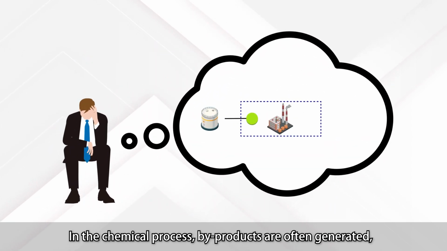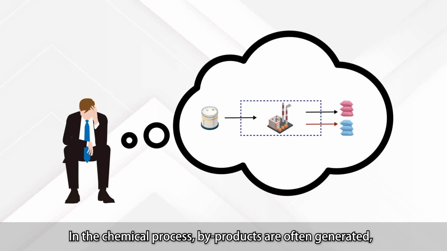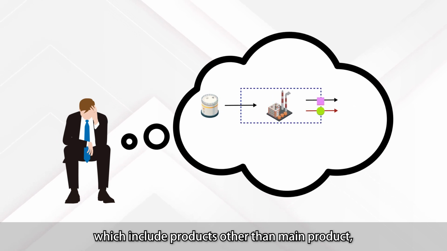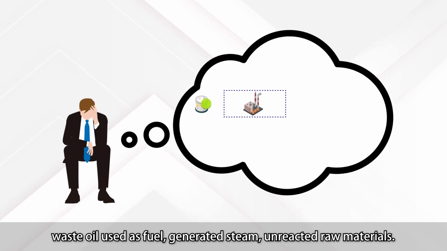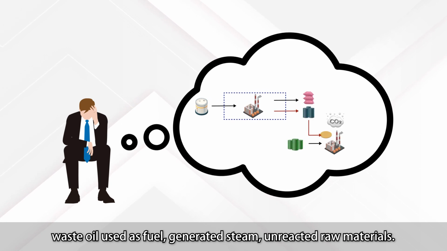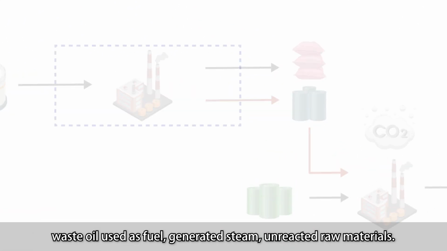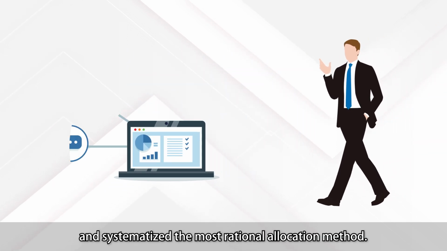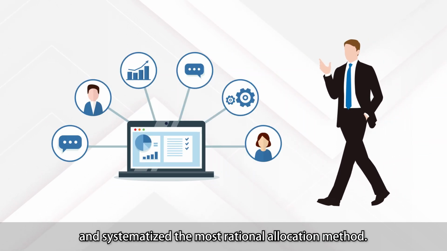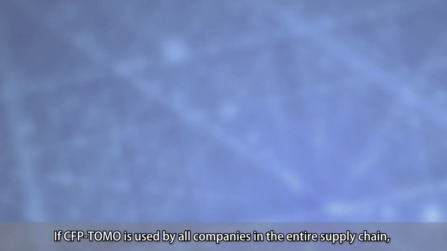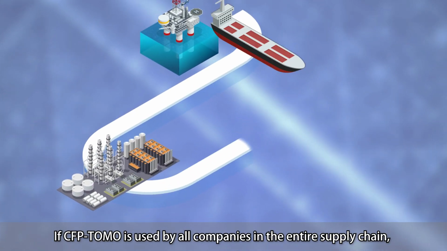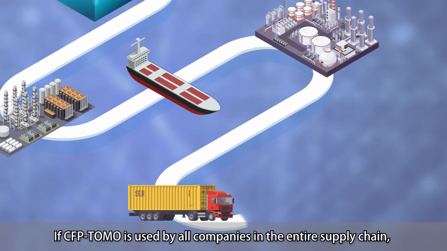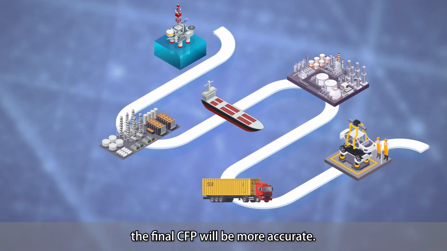In the chemical process, byproducts are often generated, which include products other than the main product, waste oil used as fuel, generated steam, and unreacted raw materials. We investigated each case carefully and systematized the most rational allocation method. If CFP-TOMO is used by all companies in the entire supply chain, the final CFP will be more accurate.